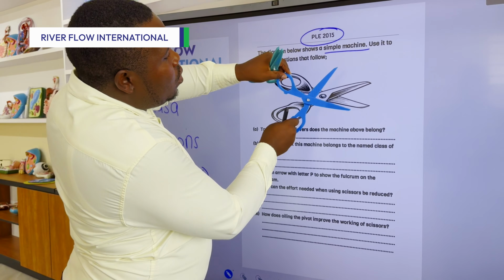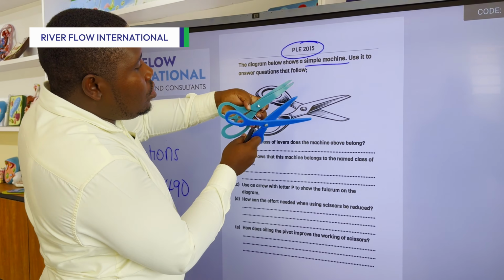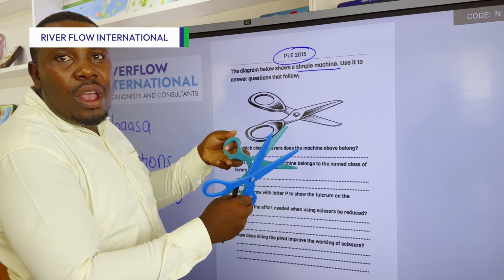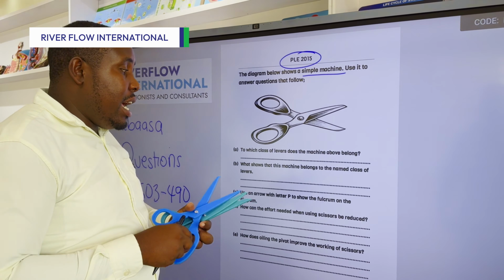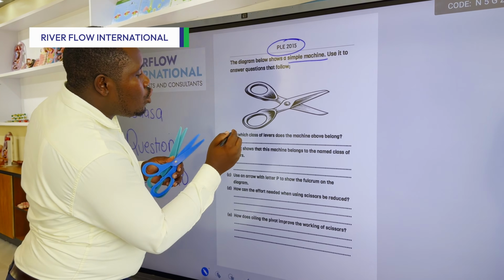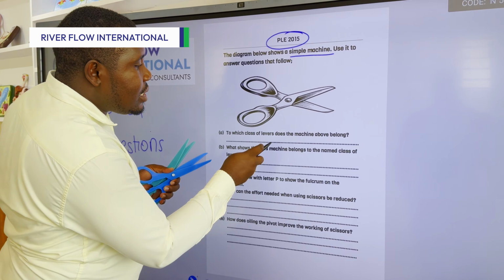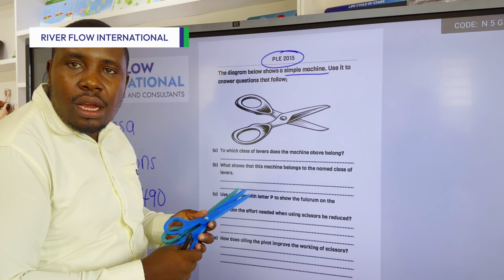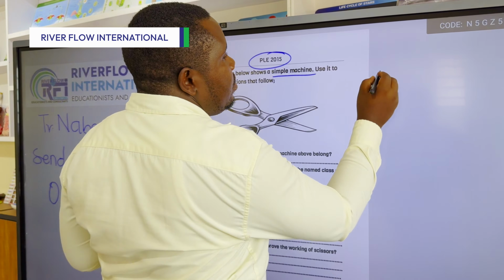So this is our machine, and I also have machines here. This is the machine that we are having today, the way it looks like this, okay? Let's look at part A. To which class of levers does the machine above belong? Now, we want to look at classes of levers.